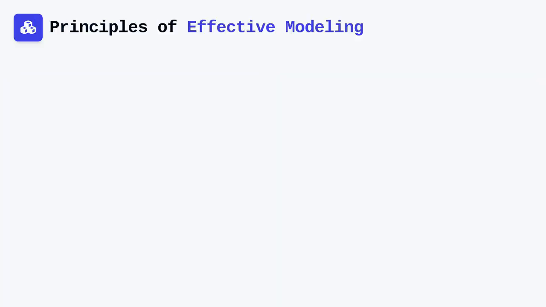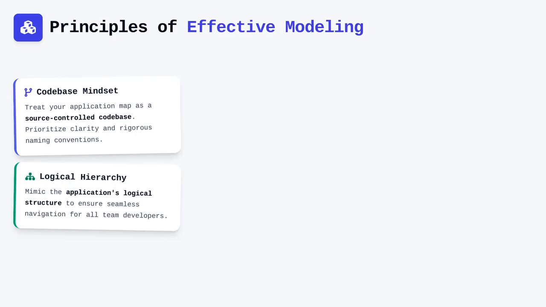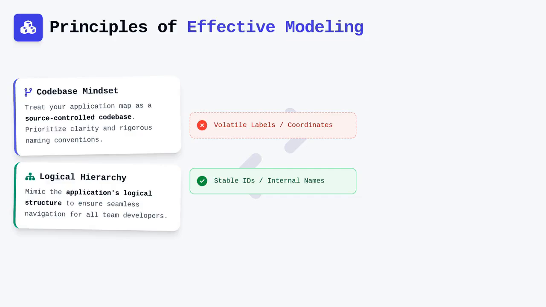Effective modeling requires you to treat your application map as a source-controlled codebase that demands clarity and rigorous naming conventions. Within the application modeler, the hierarchy you establish should mimic the logical structure of the application itself, making elements easy to locate for other developers on your team. Always opt for attributes that are stable over time, such as unique IDs or permanent internal names, rather than volatile attributes like coordinates or unreliable labels that change frequently.